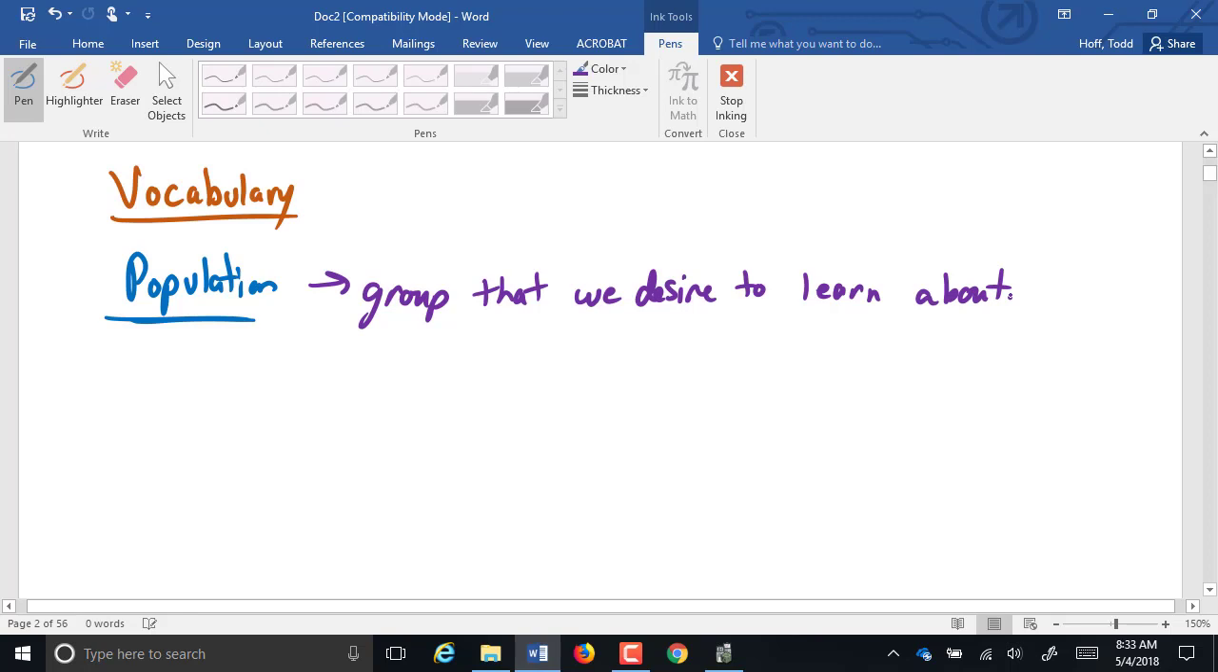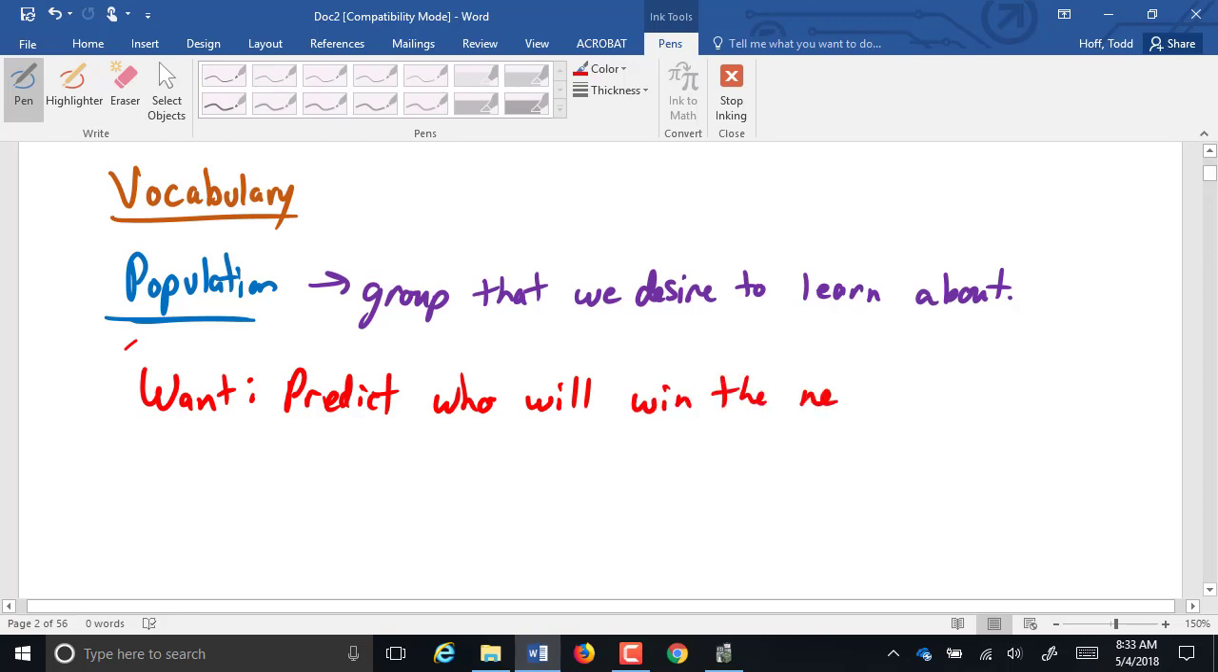Now, this might not be as easy to define as it seems. A lot of people look at this, oh, that's pretty simple. But we went through a presidential election about a year and a half ago. Let's look at an election. We want to predict who will win the next local election.